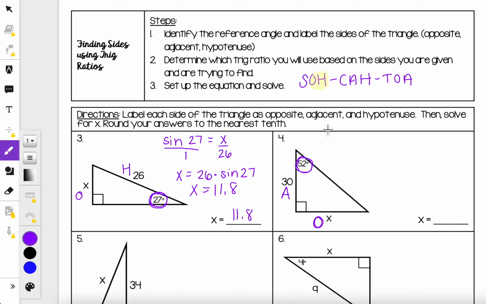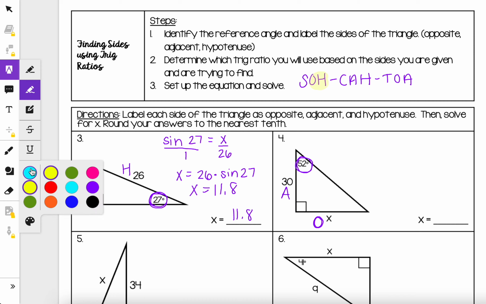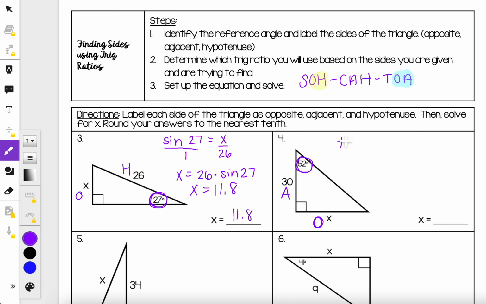All right. Now I need to determine which trig ratio I'm going to use. So I have an O and an A. And if I look at my SOHCAHTOA, O and A means I'm going to use tangent. So I'm going to set this up as the tangent of 52 degrees equals my opposite x over my adjacent, which is 30.